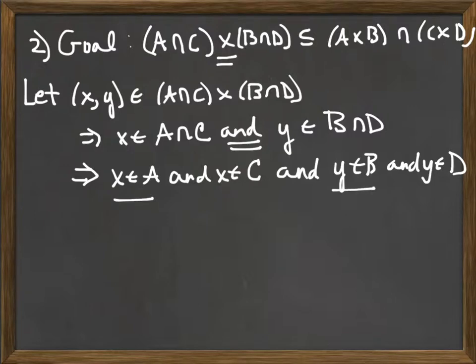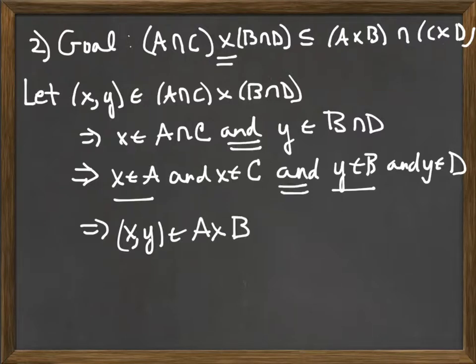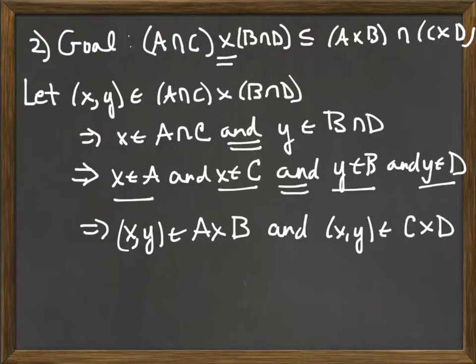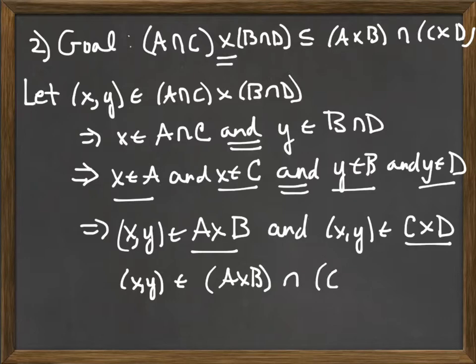We have x in A and y in B. So this means xy is in A cross B. And we have x is in C and y is in D. So that means xy is in C cross D. So if xy is in A cross B and it's in C cross D, this means xy is in A cross B intersect C cross D. And so we have successfully shown two. We have shown that the left-hand side is a subset of the right-hand side.